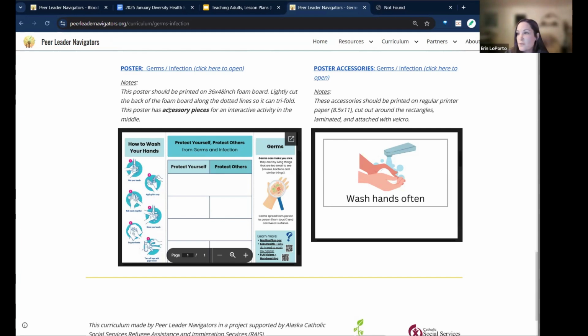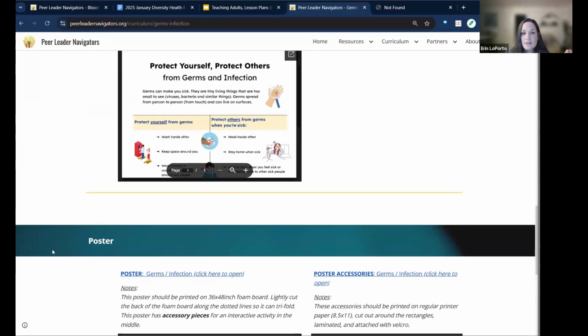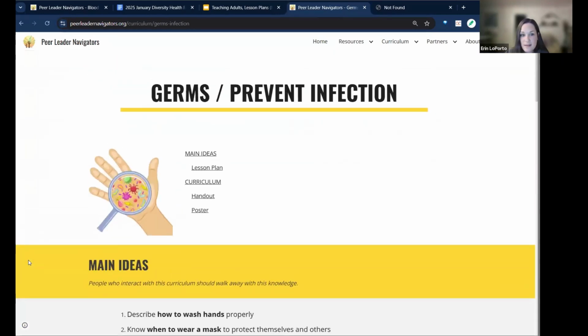We printed on a foam board, and we've just shared those exact directions, how you can duplicate the posters that we have. And I mentioned the accessories that we have. So this is printed on just regular paper, and then cut out, laminated, and put some Velcro on it so that you can interact with this activity here on the poster. And so each of these curriculum pages looks just like this. It's for the CHW or educator to come through and prepare to teach this material.